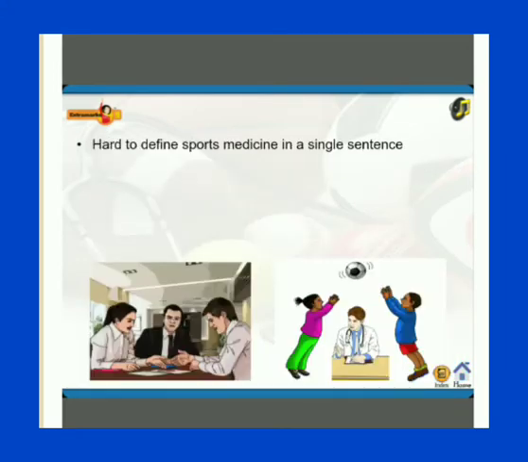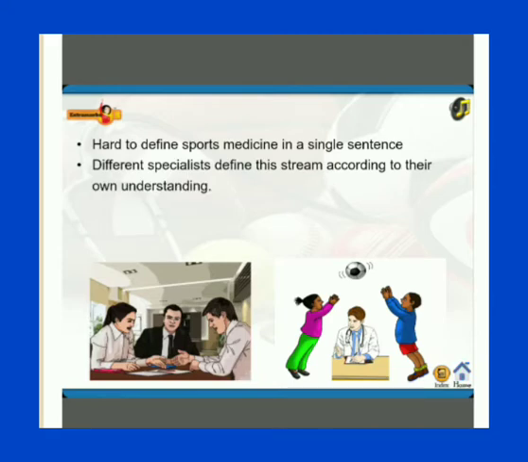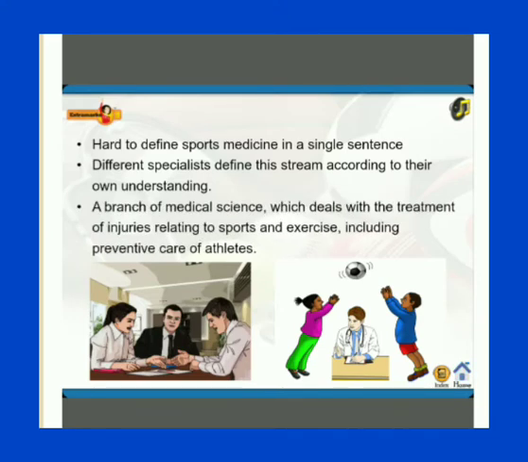How to define sports medicine in a single sentence? Different specialists define this stream according to their own understanding. Finally, we conclude that sports medicine is a branch of medical science which deals with the treatment of injuries relating to sports and exercise, including preventive care of athletes.